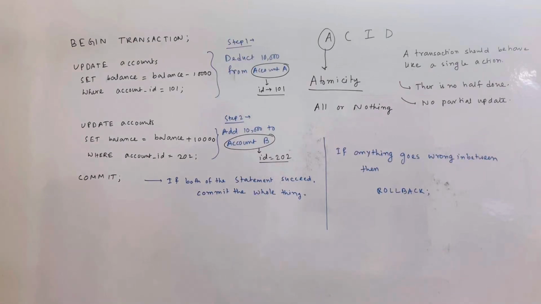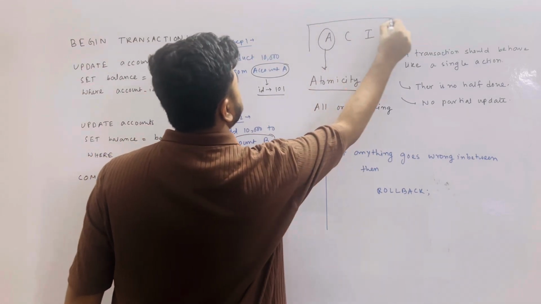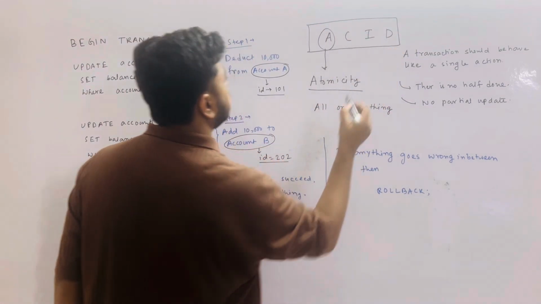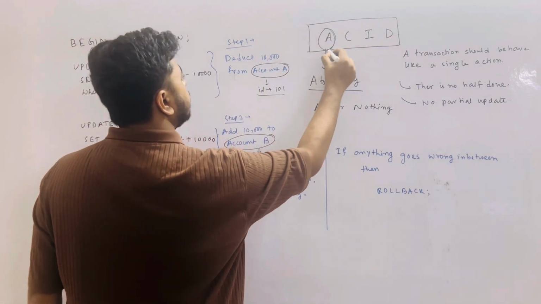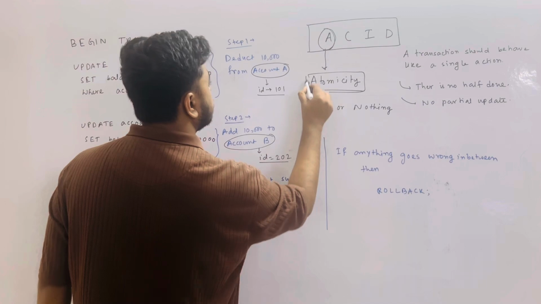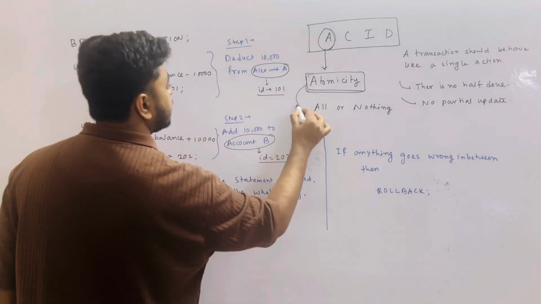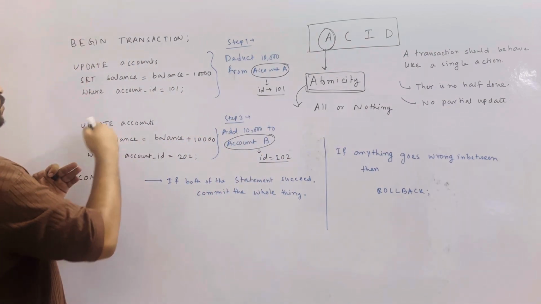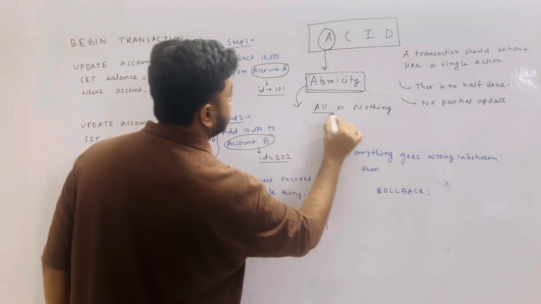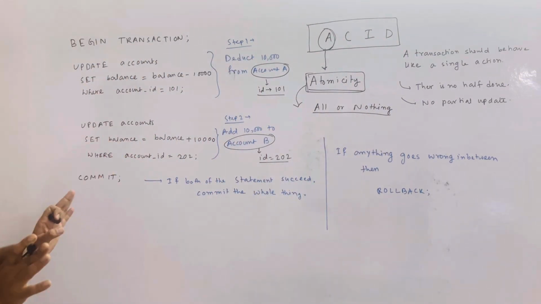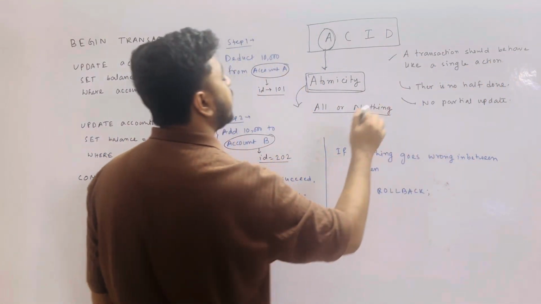Hello guys, so today in this lecture we will understand the ACID properties. We have seen that the relational database is ACID compliant. So what does ACID mean? In ACID, the A means atomicity, so we will talk about atomicity today. Atomicity means all or nothing. What do you mean? Any particular transaction will either execute all the statements in between that transaction or it will execute nothing. This is the whole goal of atomicity. All or nothing. A transaction should behave like a single action.